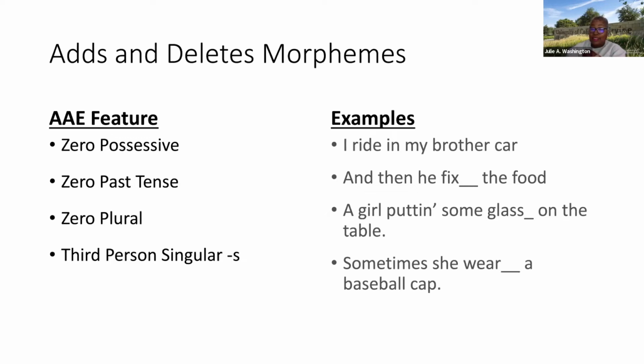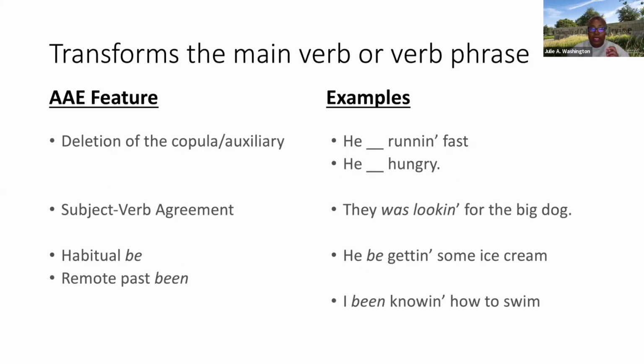Past tense is often deleted. And one of the things about dialects is they are variably included. We call them zero, but they are variably included. Sometimes they're there, sometimes they're not. And remember, it's rule governed. So there is some rule that's governing when they're included and when they're not. It transforms the main verb and verb phrase.